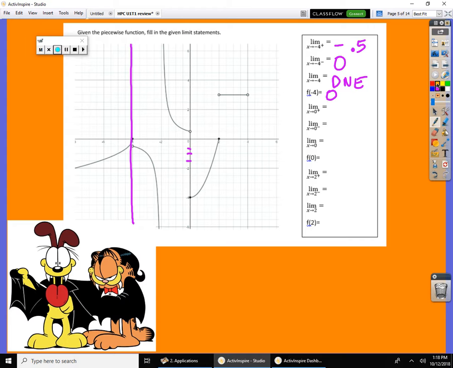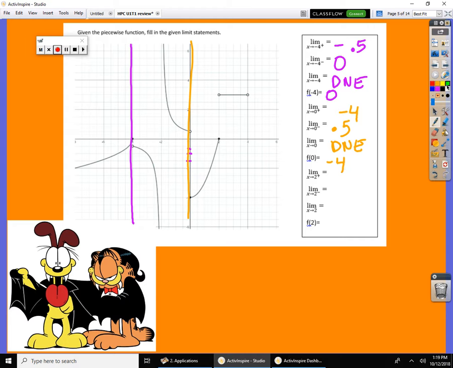Okay, now I'm moving on to 0. Bam, there's 0. The right-hand side has a height of negative 4. The left-hand side, 0.5. Do they agree? No. What is the value at 0? Negative 4. Because that's the closed circle.